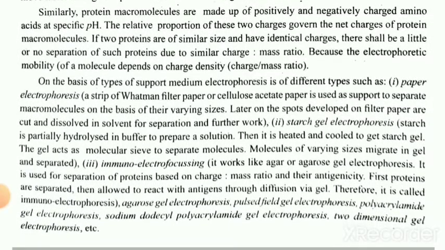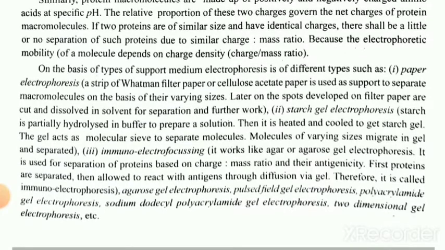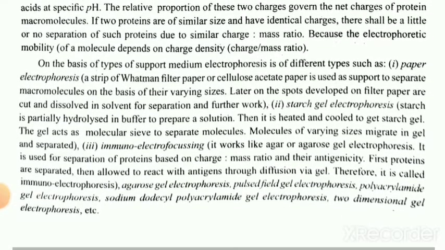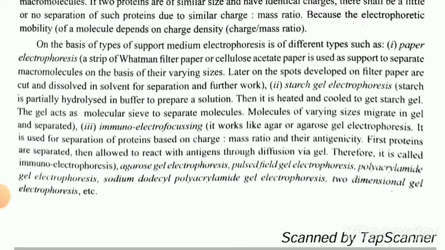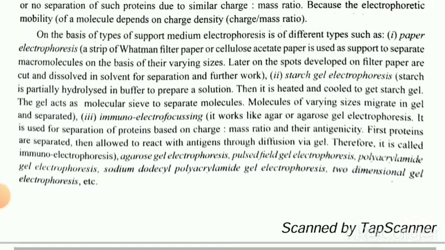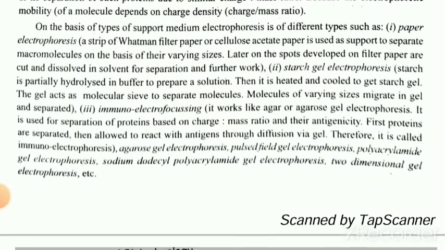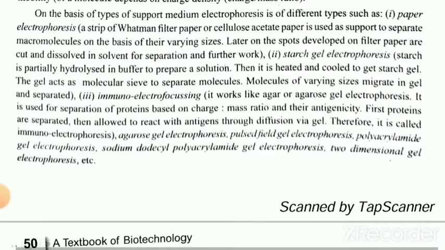On the basis of types of support medium, electrophoresis is of different types such as: 1. Paper electrophoresis. A strip of Whatman filter paper or cellulose acetate paper is used as support to separate macromolecules on the basis of their varying sizes. Later on, the spots developed on filter paper are cut and dissolved in solvent for separation and further work. 2. Starch gel electrophoresis. Starch is partially hydrolyzed in buffer to prepare a solution. Then it is heated and cooled to get starch gel. The gel acts as a molecular sieve to separate molecules. Molecules of varying sizes migrate in the gel and are separated.